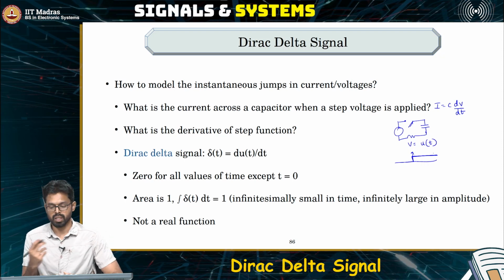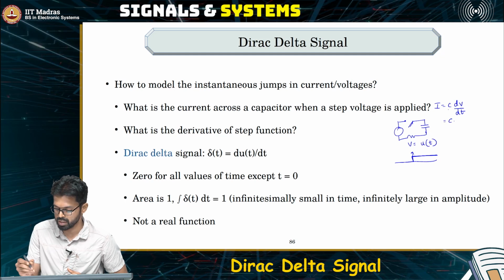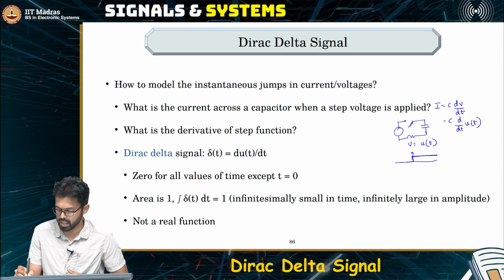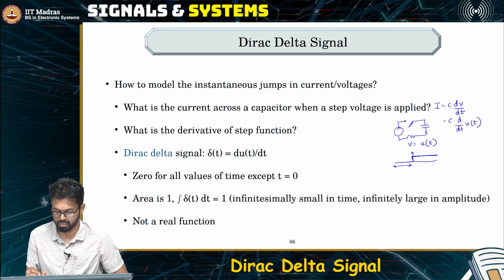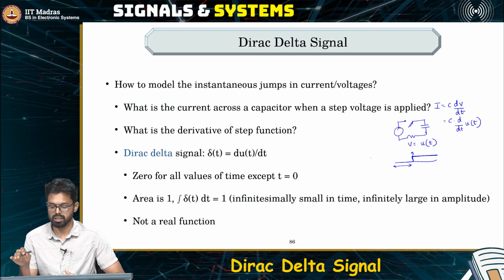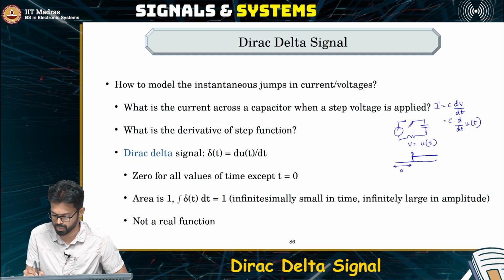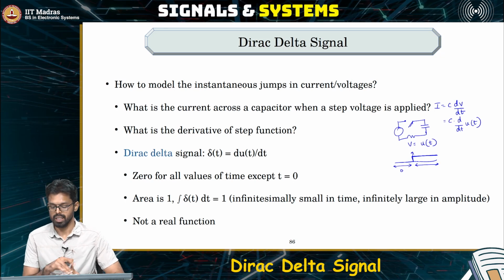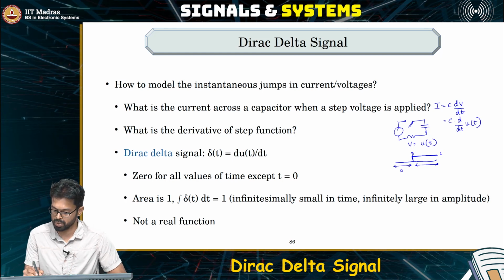Now what happens to the current? Current now becomes nothing but the derivative of the step function. What is the derivative of the step function? In this portion of time, for negative values of time, there is a constant value of voltage which is 0, so the slope is 0. And in this portion also there is a constant value of the voltage. It's a straight line, the value is 1, but the slope is 0, so it is 0.